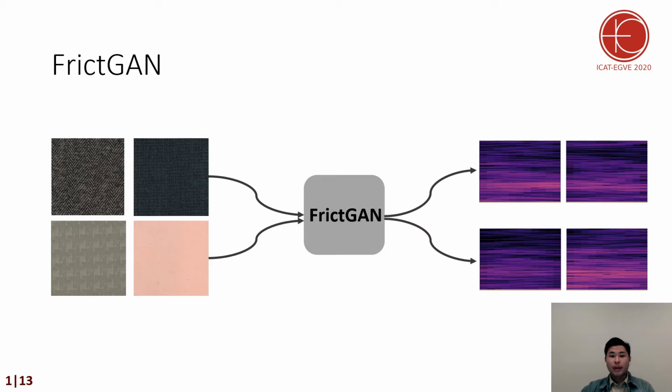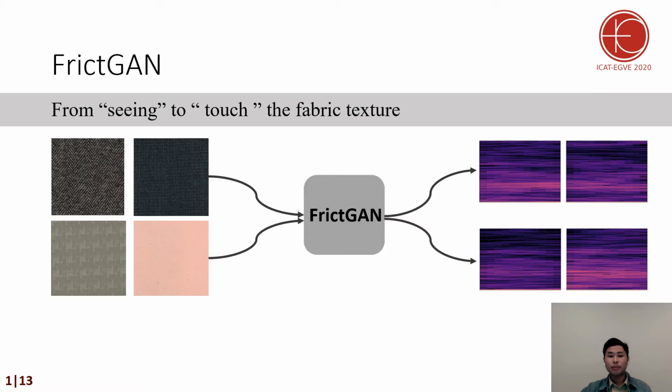In this slide, I will give a brief introduction on our work, FrictGAN. FrictGAN is an end-to-end system that takes fabric RGB images as input and automatically generates frictional coefficient signals for rendering the haptic texture of fabrics from the input image. With FrictGAN, users could feel the fabric surface texture from visual stimuli. In this work, we use amplitude spectrograms as a 2D representation of frictional coefficient data, which are similar to time series signals. Our goal is to make humans achieve from seeing to touching fabric texture.